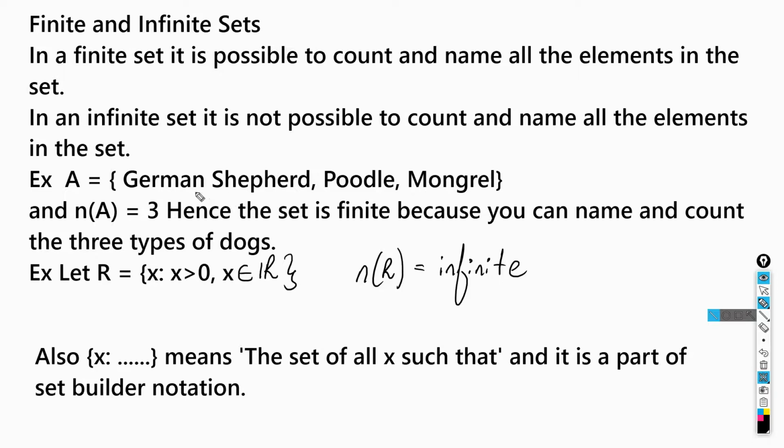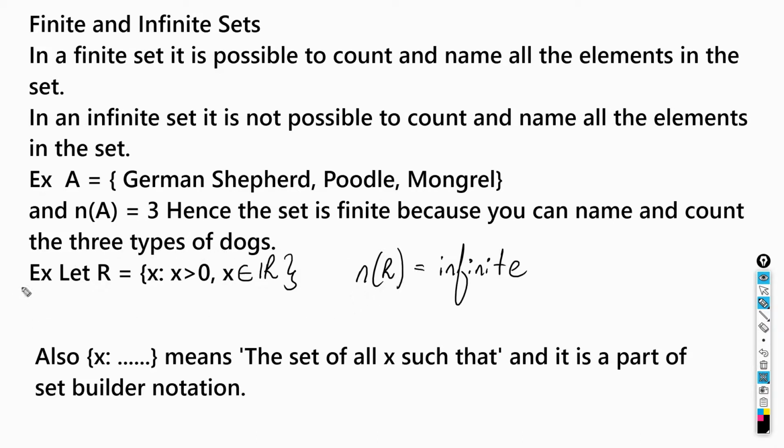Let's say you have three dogs, right? One is a German Shepherd, one is a poodle, and one is a mongrel. And you can name all three dogs. The number of dogs is 3. The number of elements in A is 3. Hence, the set is finite because you can name and count the 3 types of dogs.